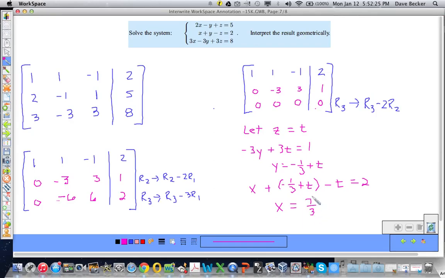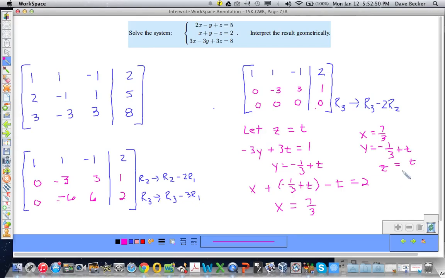Okay, so the solutions to this system are going to have the form x equals 7/3, y equals negative 1/3 plus t, and z is equal to t. Okay, and t is an element of the real numbers, of course.